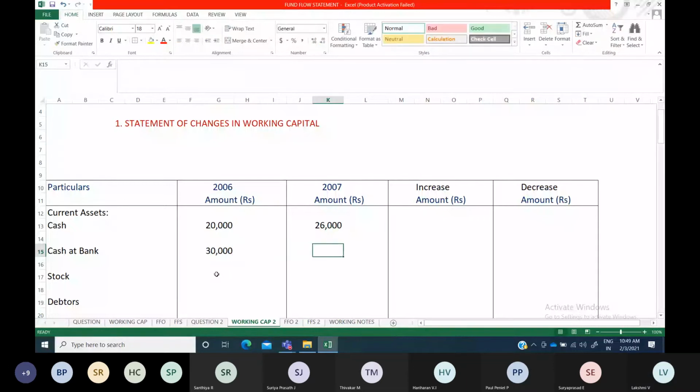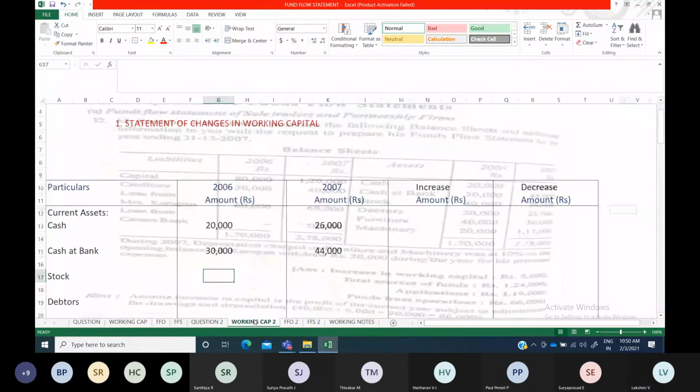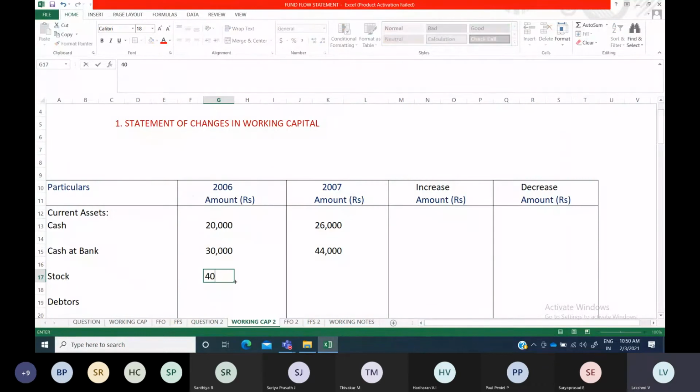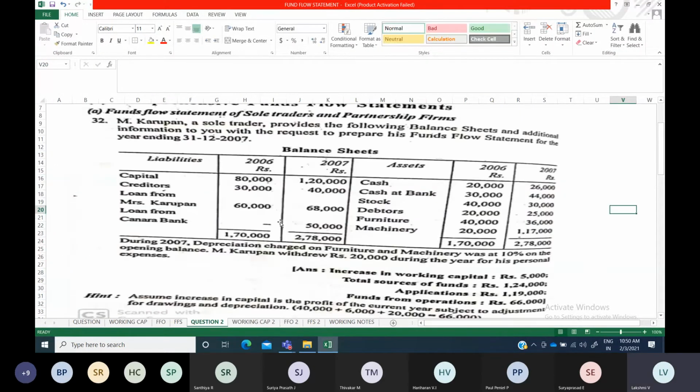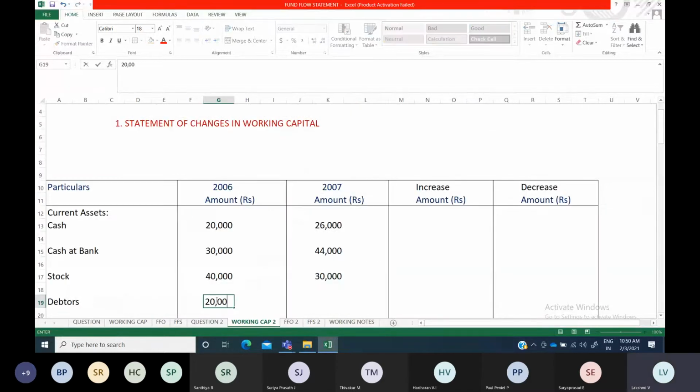30,000, 44,000. Next, stock: 40,000, 30,000. 40,000, 30,000. 40 and 30. Debtors 20, 25. Debtors 20,000, 25,000.